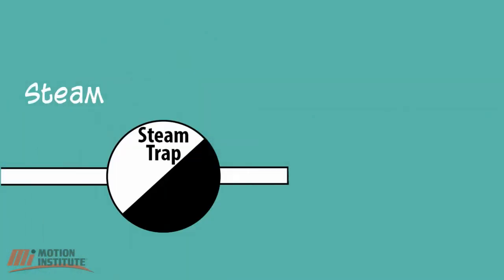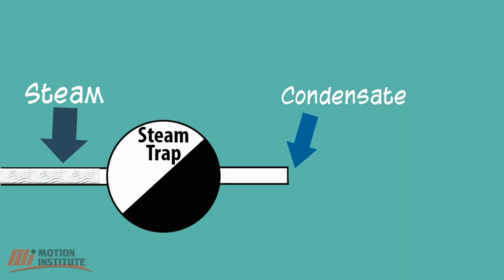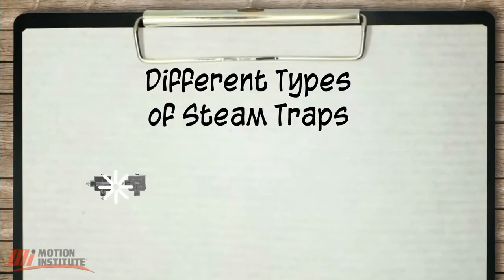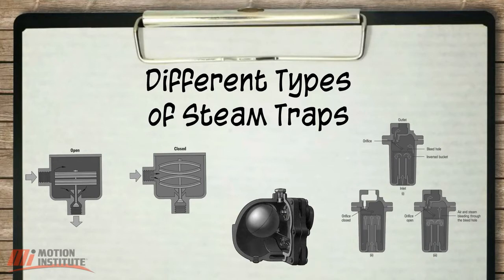A steam trap is an automatic valve that allows condensate, air, and other non-condensable gases to be discharged while holding the steam in the system. Several different types of steam trap technologies exist to accomplish this extremely critical and necessary task.